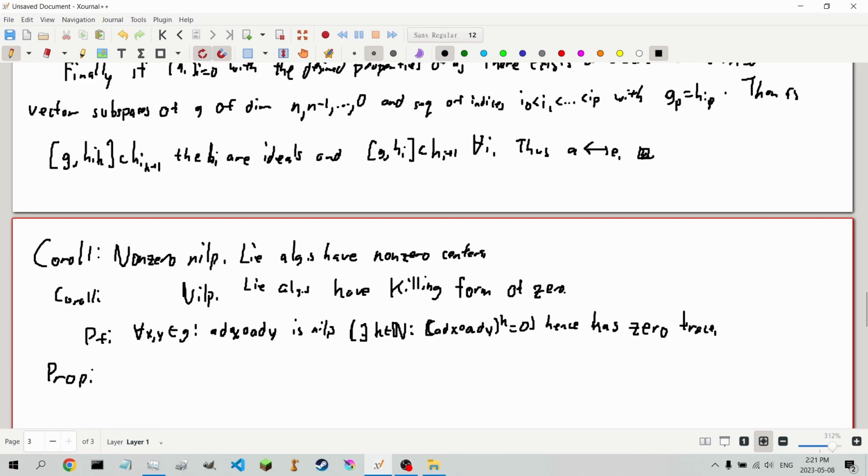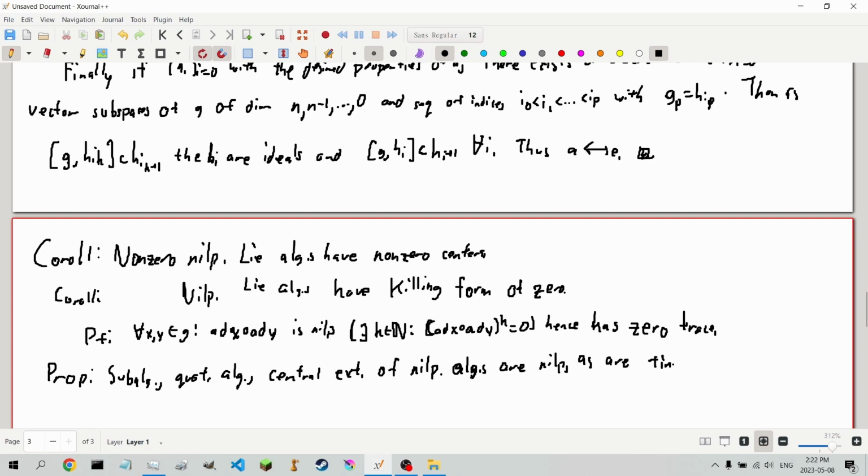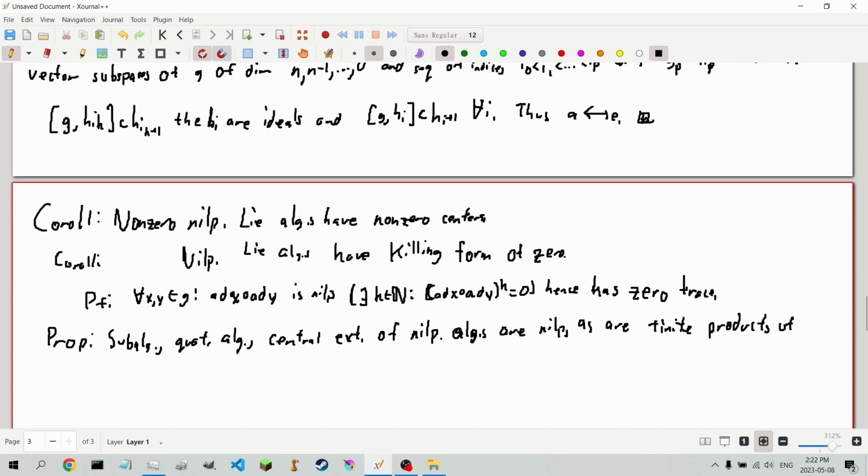Proposition: subalgebras, quotient algebras, and central extensions of nilpotent algebras are nilpotent, as are finite products of nilpotent Lie algebras.